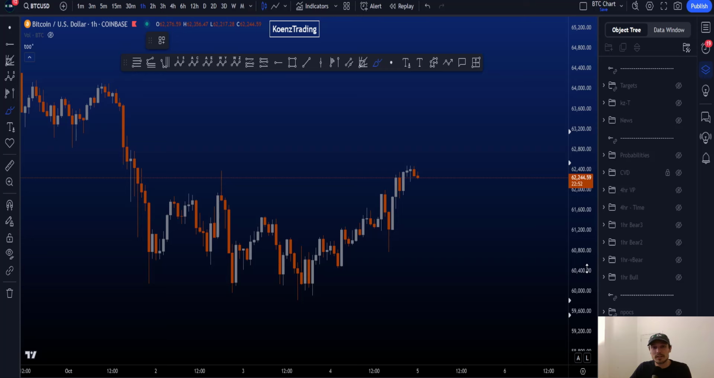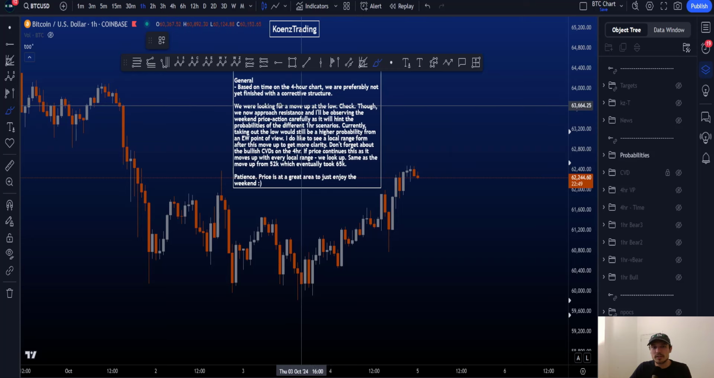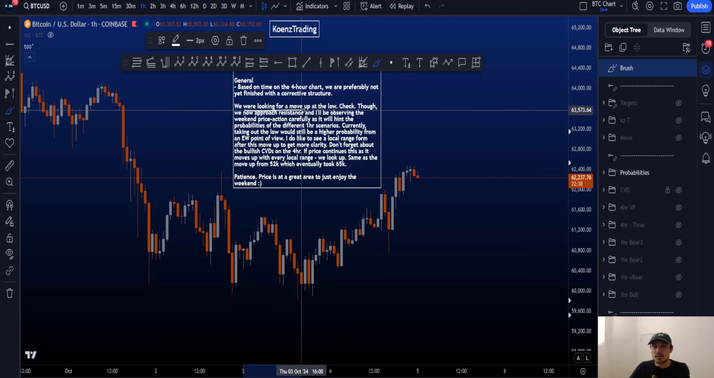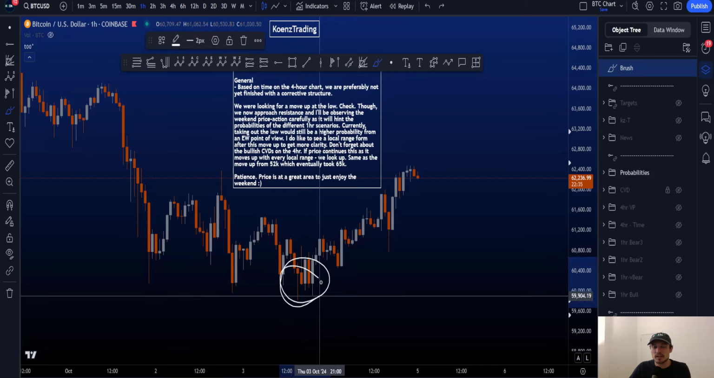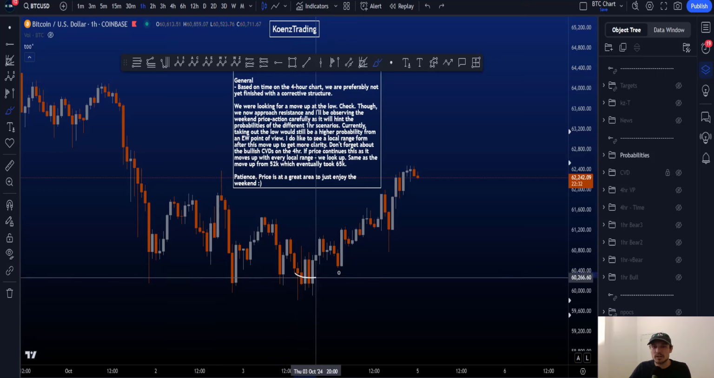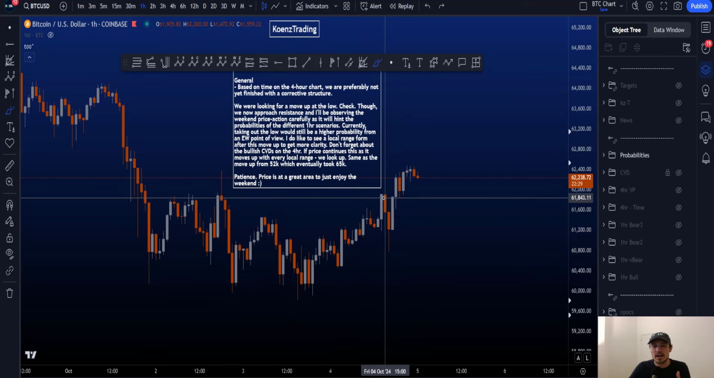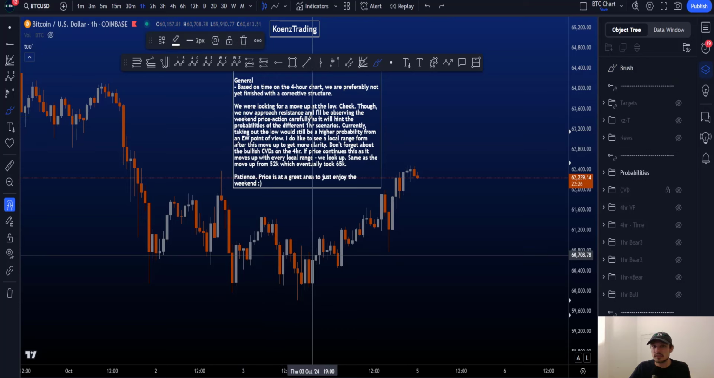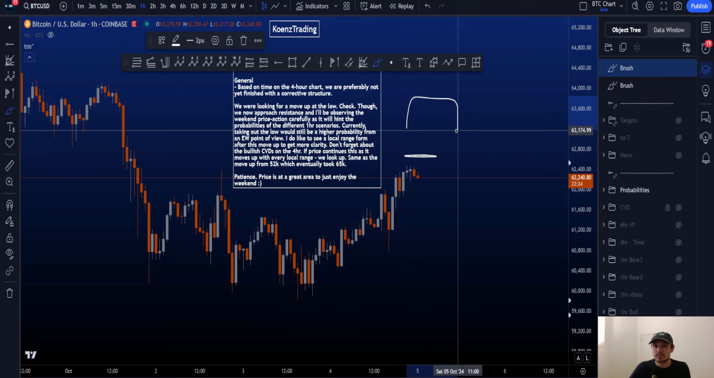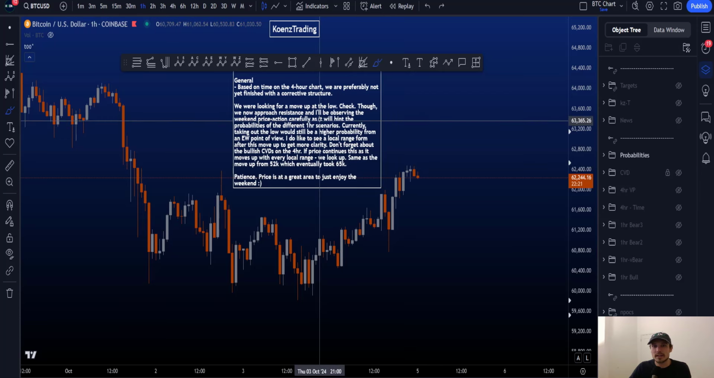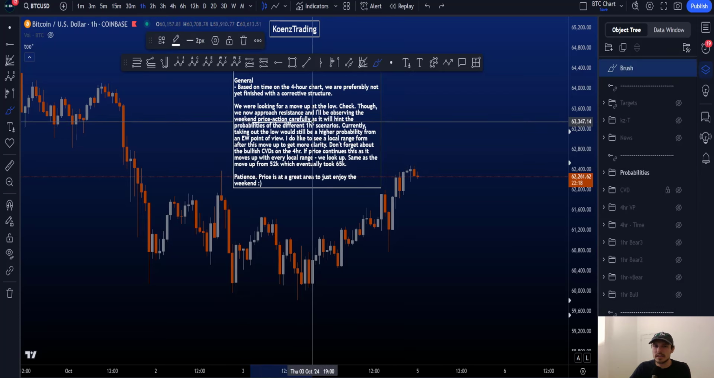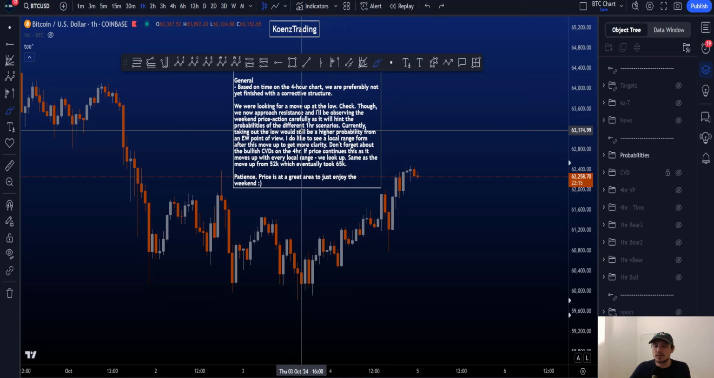If we then finally look at the probabilities, then generally based on a time on the 4-hour time frame, we are preferably not yet finished with a corrective structure. Remember the vertical 382 on the chart. Now we were looking for a move to the upside over here last night as price was making this low. Check, because we got the move here to the upside. However, we are now approaching resistance, the daily naked point of control here, and of course the blue box I mentioned earlier. And I will be observing the weekend price action carefully, as it will hint the probabilities of the different 1-hour scenarios I've shown in this video.